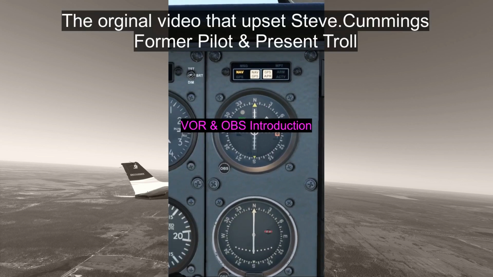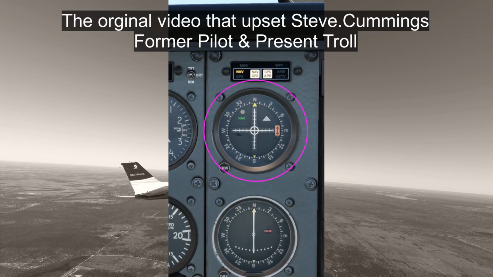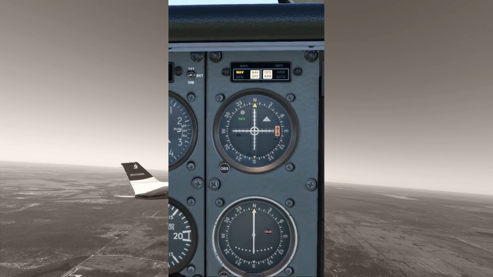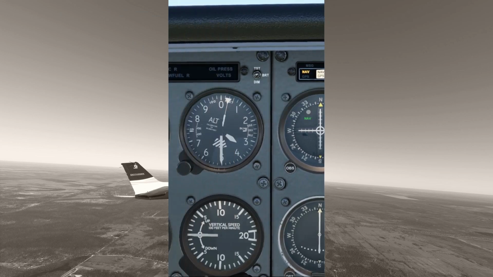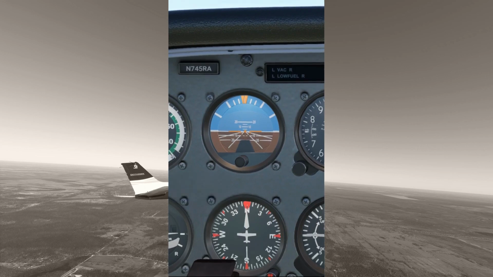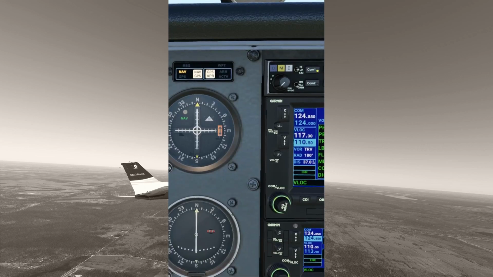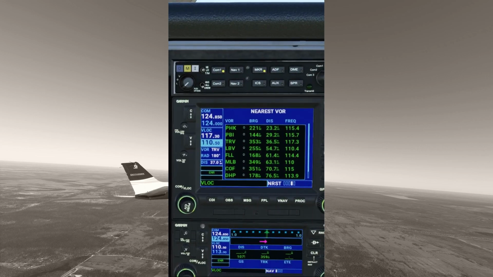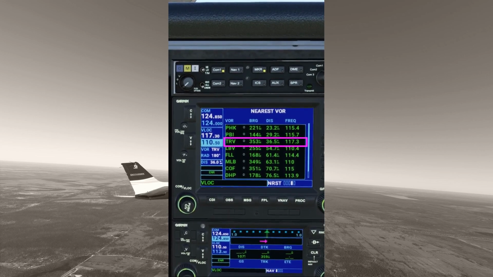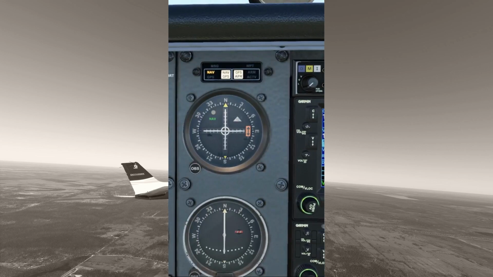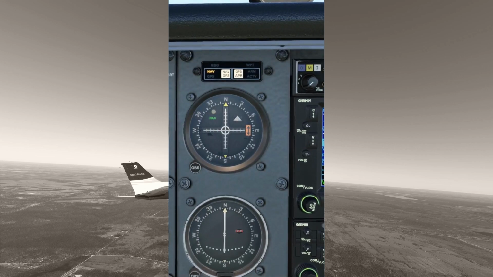So we're now established on the 180 radial to the station. We know that because in the OBS we've got north selected, and we've got a TO flag there. We're heading north. And if we have a look at the GPS over here, you can see that the distance to the VOR is decreasing, which you'll see here, 36.5 at the moment, 36.3. So we are heading to the VOR on the 180 radial.